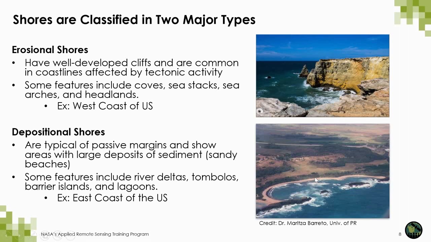Now, depositional shores, on the other hand, are typical of areas where there's little tectonic activity, hence in passive margins, such as in the east coast of the U.S. And they usually show large deposits of sediment, sandy beaches, and other features like barrier islands, river deltas, tombolos, and lagoons. The photo here on the bottom right shows an area in the north coast of Puerto Rico, which is pretty much, by the way, the same beach that I showed a couple of slides earlier. Here's the Tombolo Beach. And it shows what we call in geological terms a tombolo, which is this sandy area that connects the mainland to, in this case, some beach rocks here along the coastline.